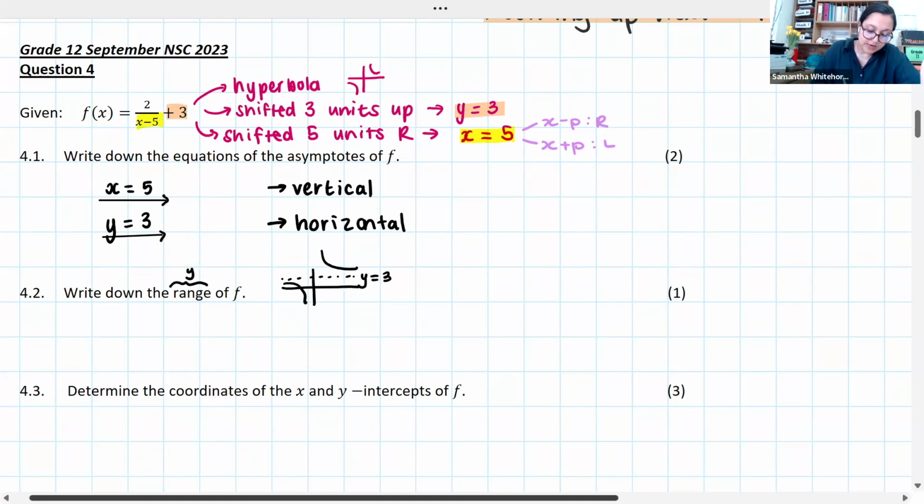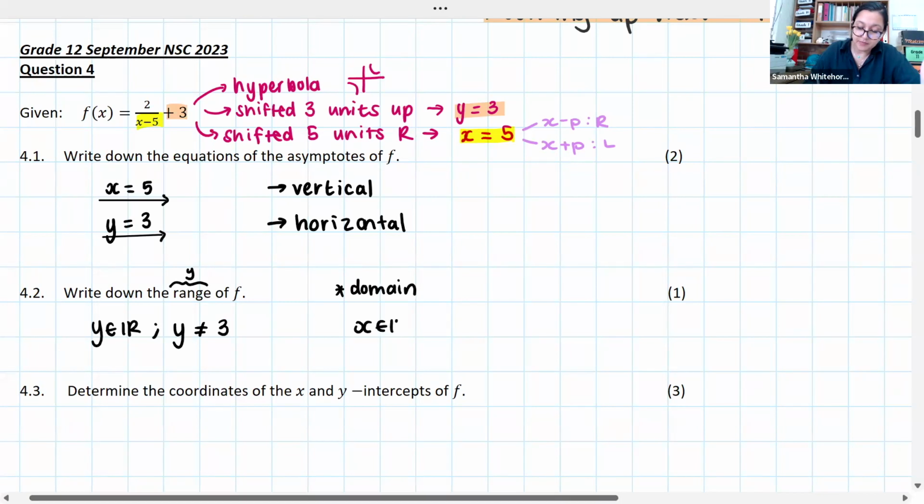A hyperbola exists everywhere except for its asymptotes. So when it comes to the range of a hyperbola, it will always be y element of real, and then we just eliminate the y value that the asymptote is at. So in this case, y can't be equal to 3. That's all you do for the range of a hyperbola. The domain is very, very similar because, again, it exists for all of the x values except for where its asymptote is. So in this case, it would be x can't be equal to 5.